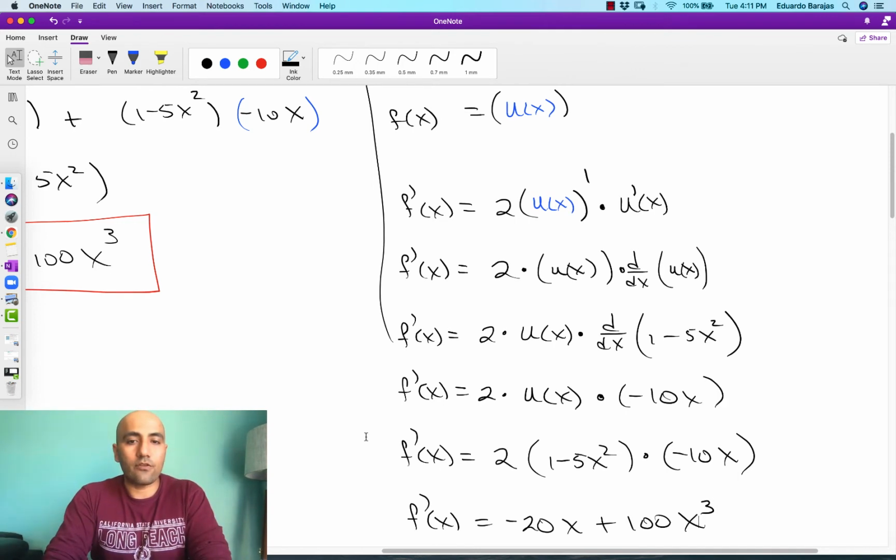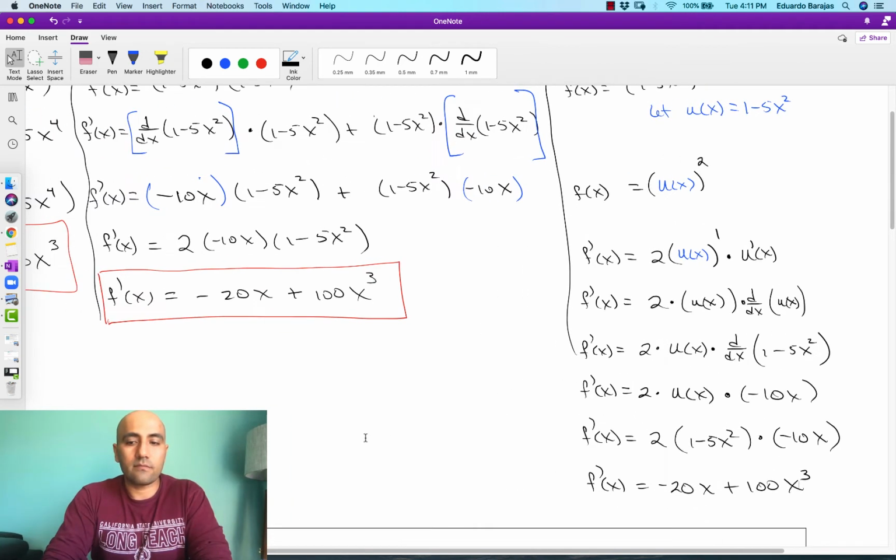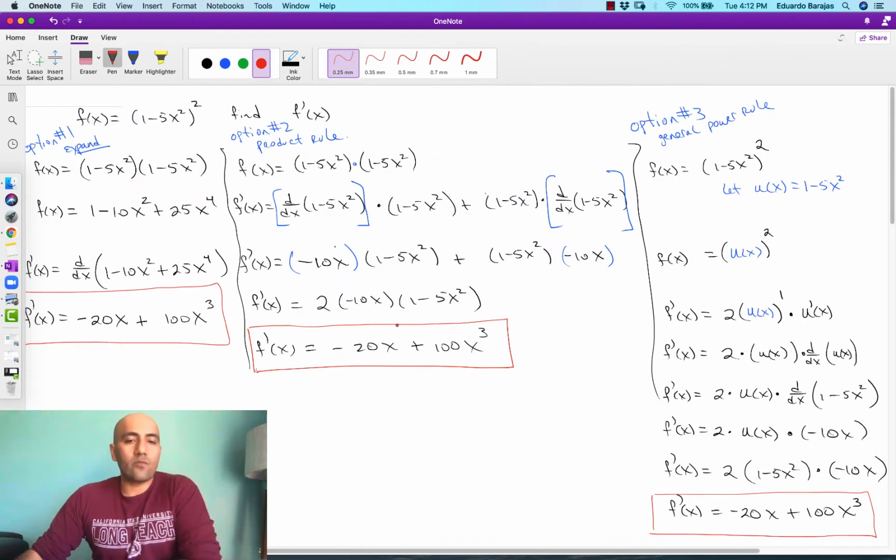Okay, so there you have it. 3 different ways to get the exact same answer. So what's the advantage of this one? Why would you do it this way?